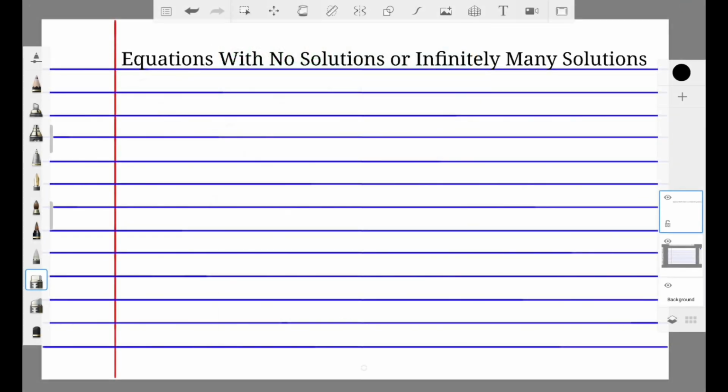Welcome back to Easily Explained, where today we will be talking about equations with no solutions or infinitely many solutions. So let's get started. In the last video, we taught you how to solve equations that had one possible solution. Today, however, we will be solving equations that have no possible solutions or infinitely many solutions. So what do these terms mean?